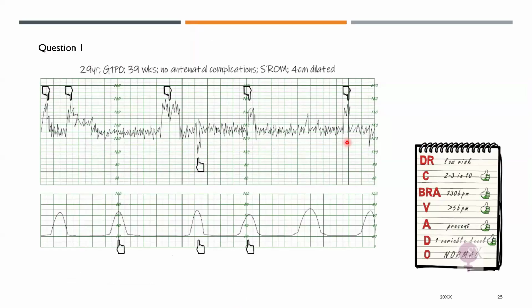We have a 29-year-old gravida 1, para 0, 39 weeks with no antenatal complications. She's had spontaneous rupture of membranes and is currently at 4 centimeters of dilatation. Based on the history, is this a high risk or a low risk pregnancy? We see no complications, seems like everything is fine, so we categorize this as low risk. Going to the C, contractions. If we look at a period of 10 minutes over here, we have approximately 2 to 3 contractions in a 10-minute window, which is good.